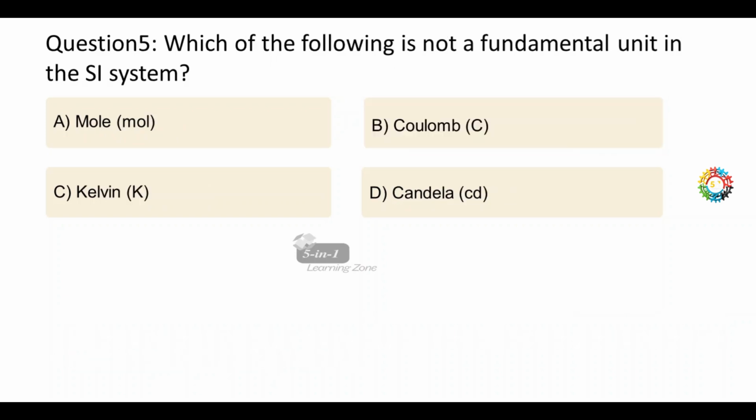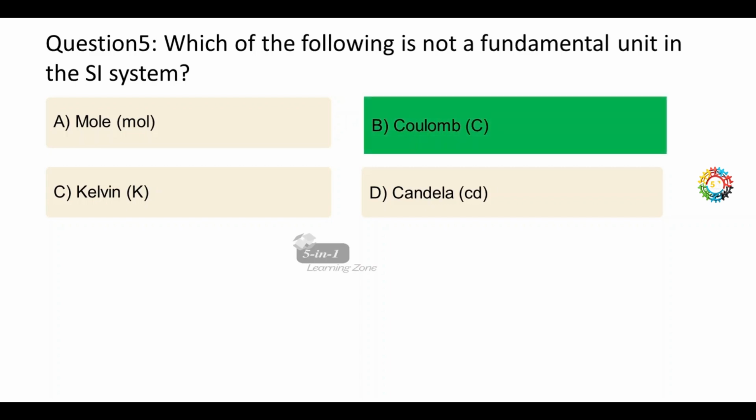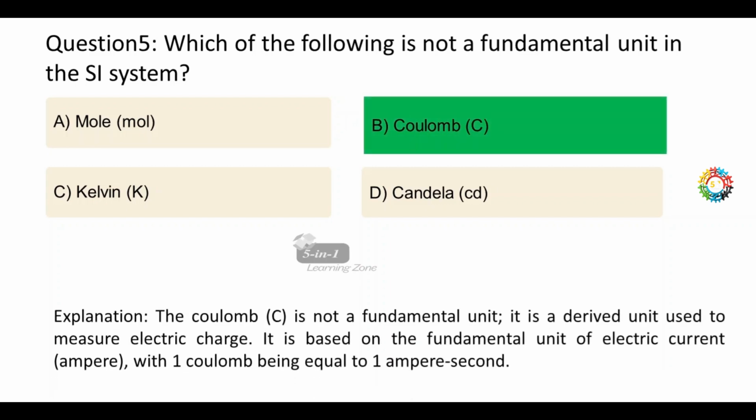Question 5. Which of the following is not a fundamental unit in the SI system? Answer. B. Coulomb, C. Explanation. The Coulomb, C, is not a fundamental unit. It is a derived unit used to measure electric charge. It is based on the fundamental unit of electric current, ampere, with 1 Coulomb being equal to 1 ampere second.